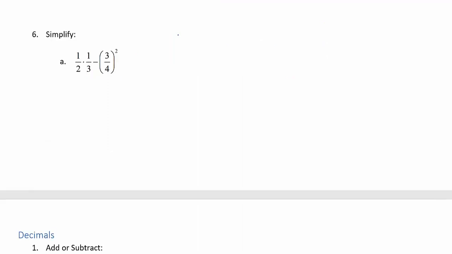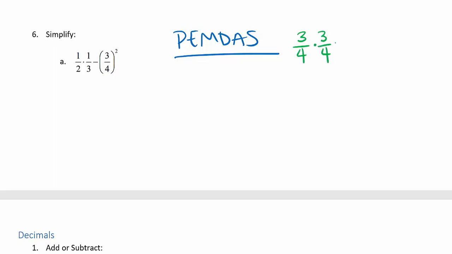Finally, we can combine all of this information together in more complicated problems. We will have to remember our PEMDAS, our order of operations. So let's see, in example 6, I have to do parentheses first. There's nothing to do in the parentheses. Then I have to do the exponent. So I have to figure out what is 3/4 times 3/4. I just multiply straight across, and I get 9 over 16. So 3/4 squared is 9/16.